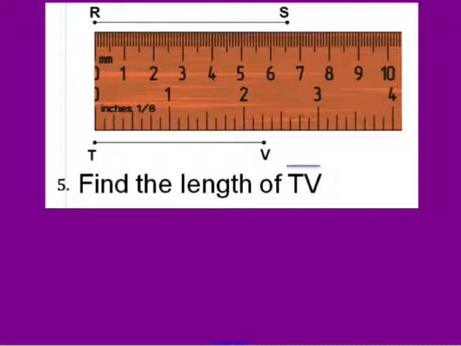Okay, so I want you guys to go ahead and try to find TV on your own right here. So that's using inches. So what you're going to do is see what whole numbers it lands between, count how many ticks are in between, and then see which tick it lands on. If you need help, definitely let me know.